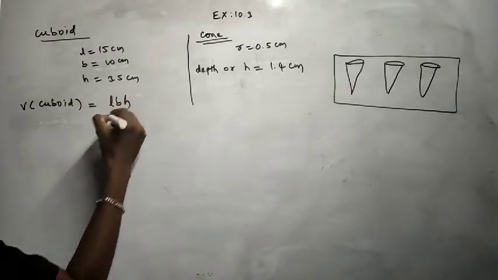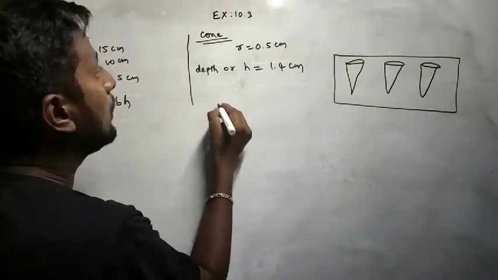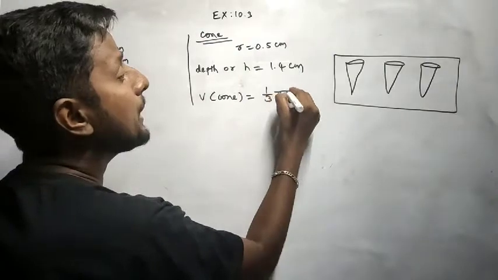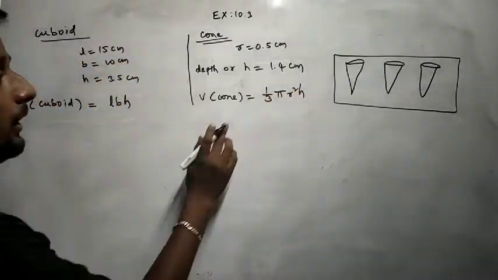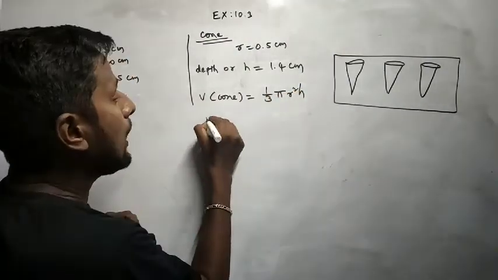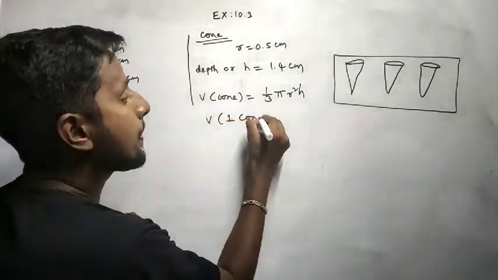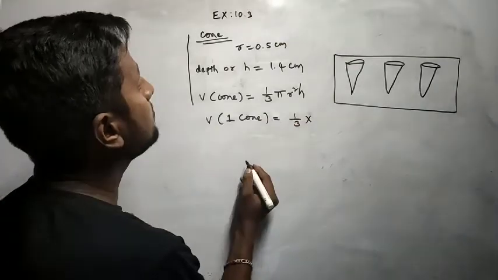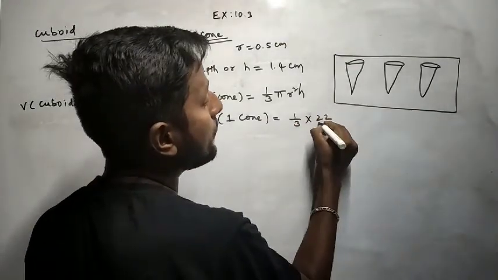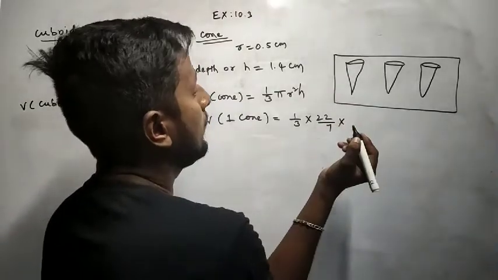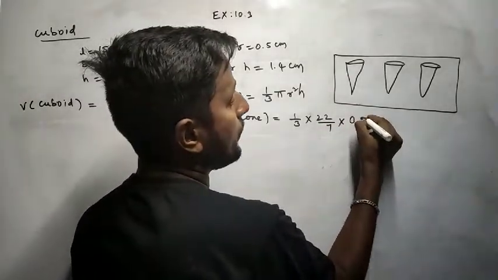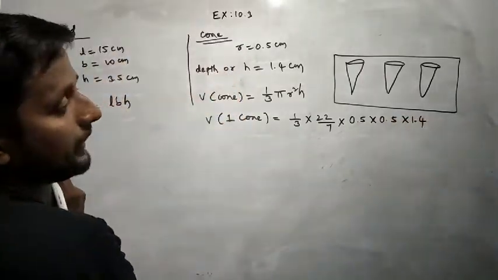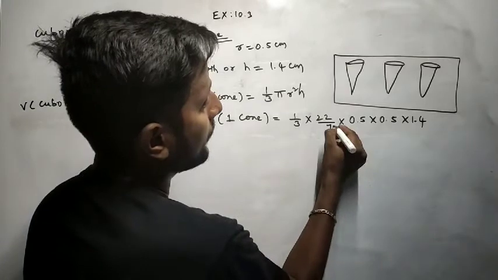That is L times B times H. Correct? Next, volume of a cone. That is 1 by 3 pi r square h. Okay. Now we'll find the volume of one cone, because we have three conical figures, am I right? So 1 by 3 into pi, 22 by 7, into r square, 0.5 into 0.5 into 1.4, right? Any cancellations?